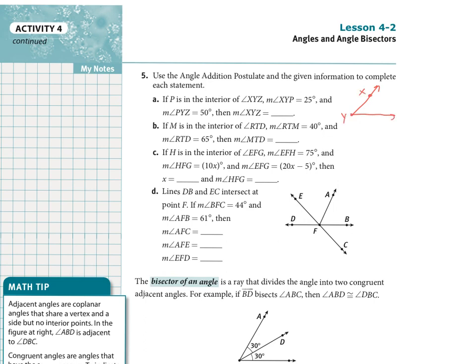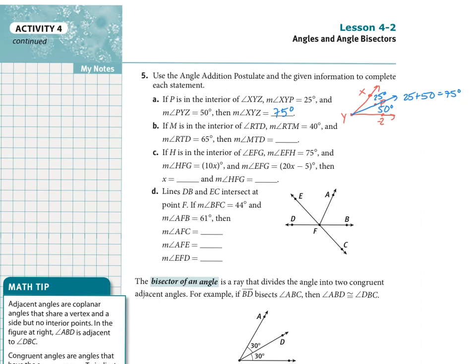And I'm going to label X, Y, Z. And I'm going to label my point P on the inside. Then they say, okay, we know it's inside there. Let's say we have the measure of angle XYP. So I'm going to do it in a different color. So we have the measure of angle XYP is 25 degrees. It says the measure of angle PYZ, so the other angle, is 50 degrees. It says what's the measure of the whole angle XYZ? Well, this one's pretty easy because we're going to use that angle addition postulate, add those two angles together, and voila, we get 75 degrees.